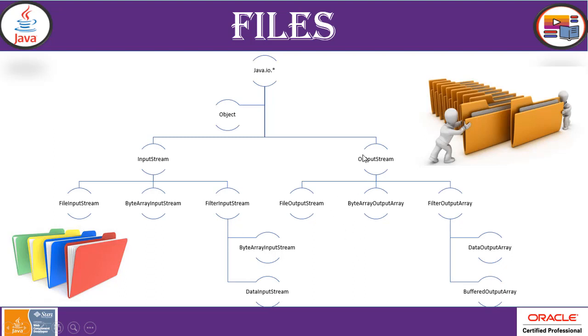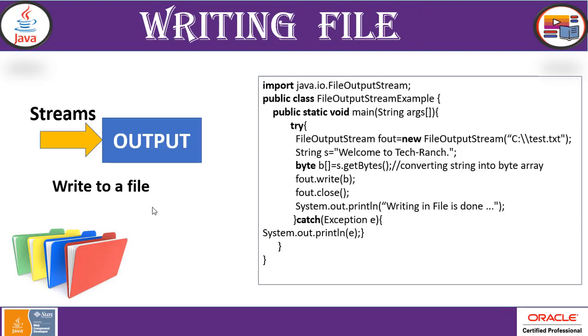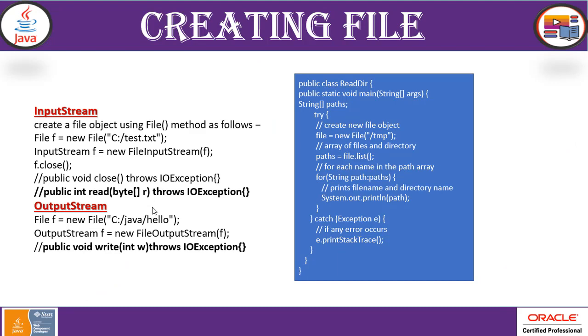In the case of output, we are going to write to the file, so we can use FileOutputStream, ByteArrayOutputStream, FilterOutputStream, DataOutputStream, BufferedOutputStream. In this session we are going to try to cover as many of these classes as we can in an example. Now let's start the implementation of creating a file.